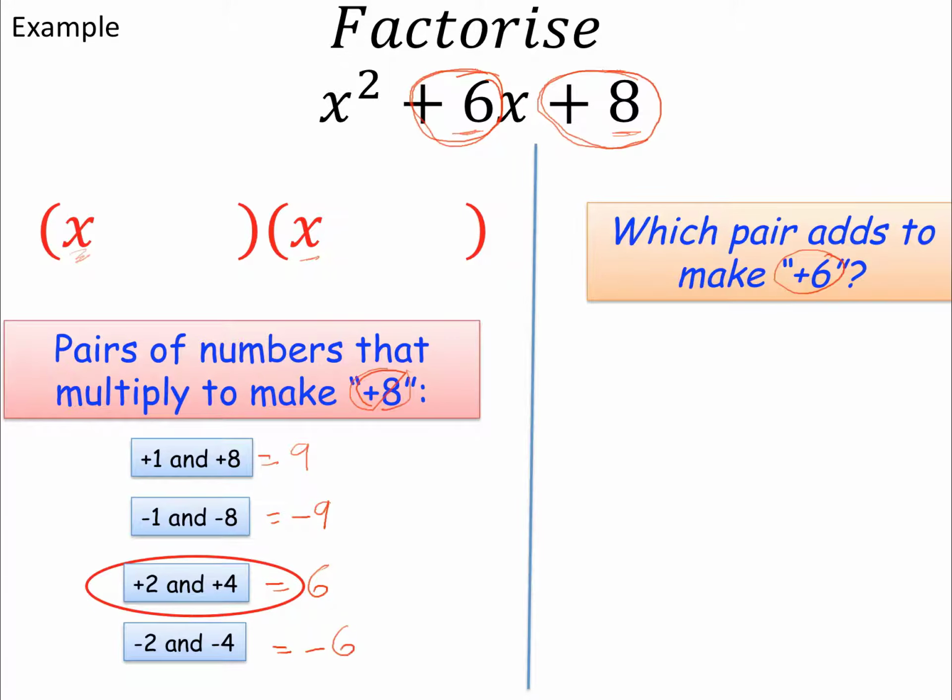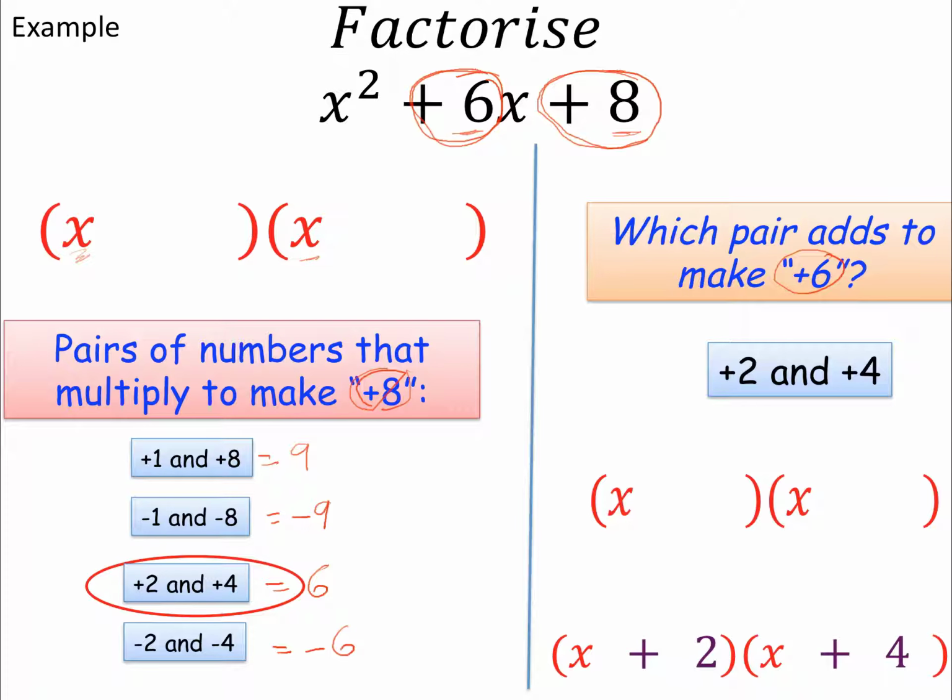So we come back here and we write our two brackets. The next step is we put the pair of numbers inside the brackets, one number in each of the brackets. So we have x plus 2 and x plus 4. This gives us the answer that we wanted.